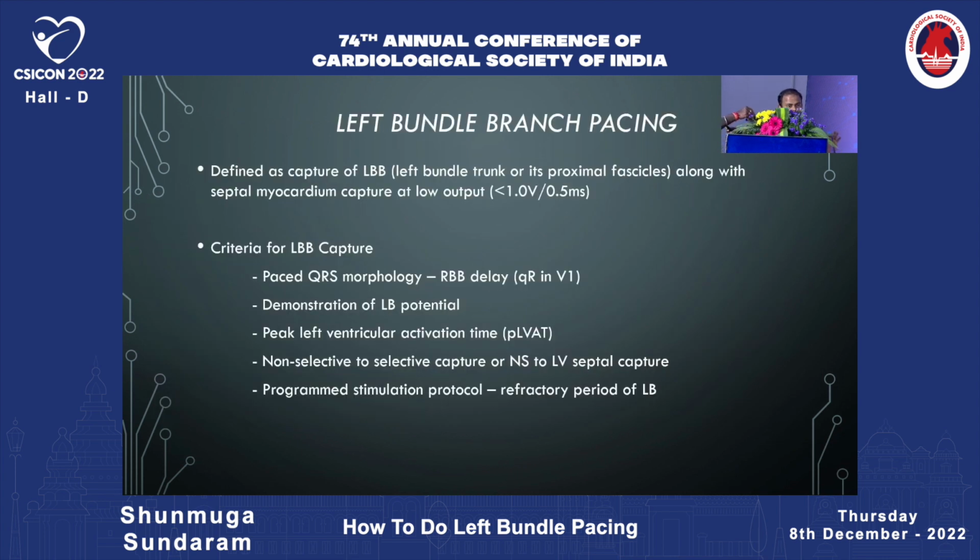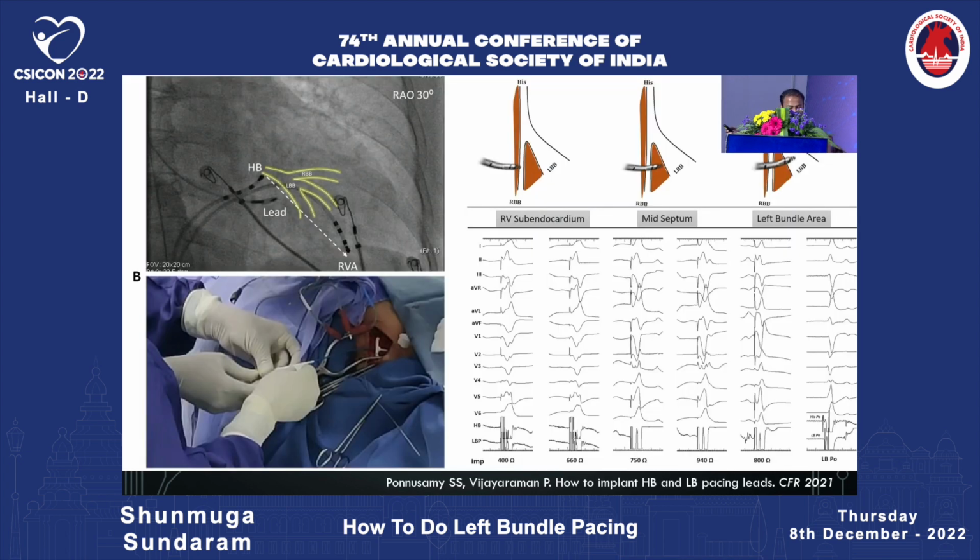Procedure per se, we have to define left bundle pacing. So left bundle pacing is capture of the left bundle, either the main trunk or one of its fascicles, along with the septal myocardium at a preferably low output. So not all QR in lead V1 are a left bundle branch capture. You have to be very careful. You just have to confirm the left bundle capture before coming out of the procedure, because that implies a lot for the patient. So you need to satisfy a few criteria. It's a vast criteria. We have at least 14 criteria available as of now. I'll try to simplify how to use it in day-to-day practice.